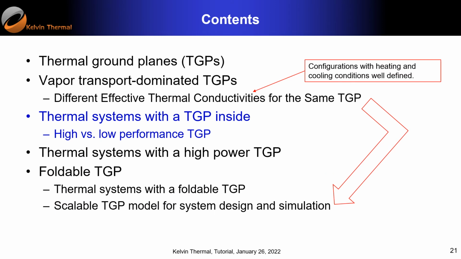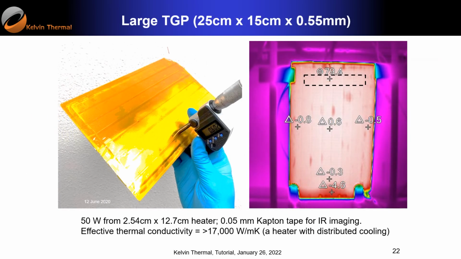Okay, all right, so that's the thermal conductivity. Ryan is going to tell you this thermal conductivity is very strongly dependent on the configuration, heating, and cooling conditions. So don't use this in a serious thermal design. But what can we do? Well, Ryan will give you a scalable TGP model in his example. He will talk about some details. Next, I will give you another application, thermal systems with a TGP inside.